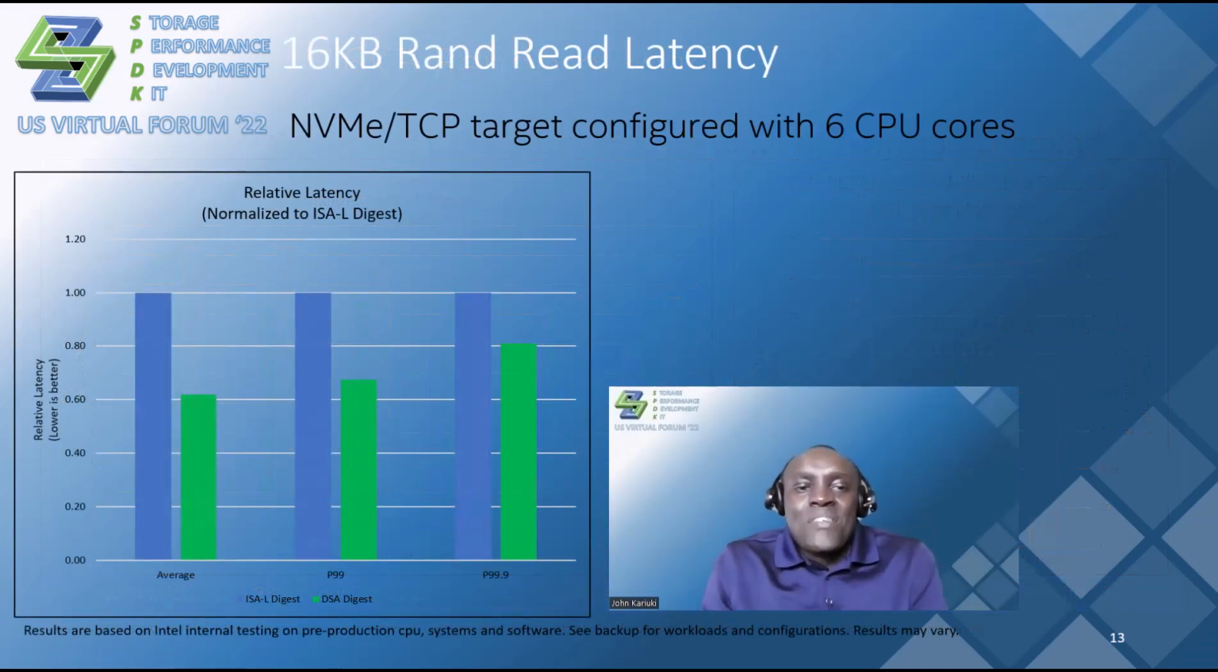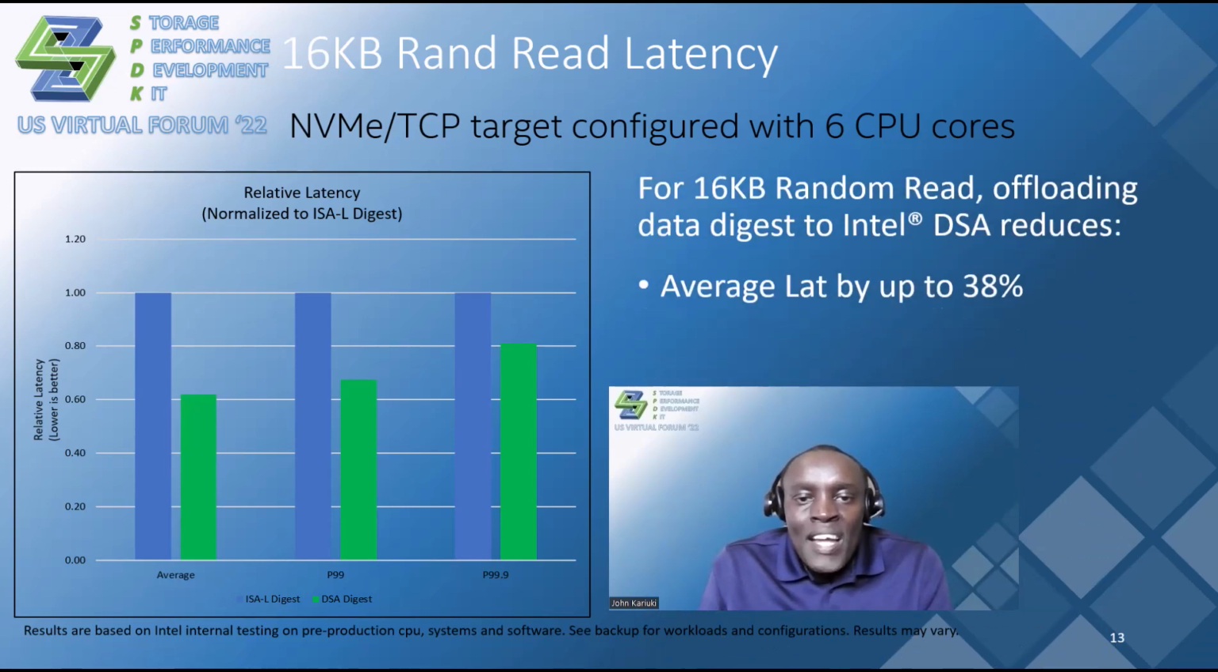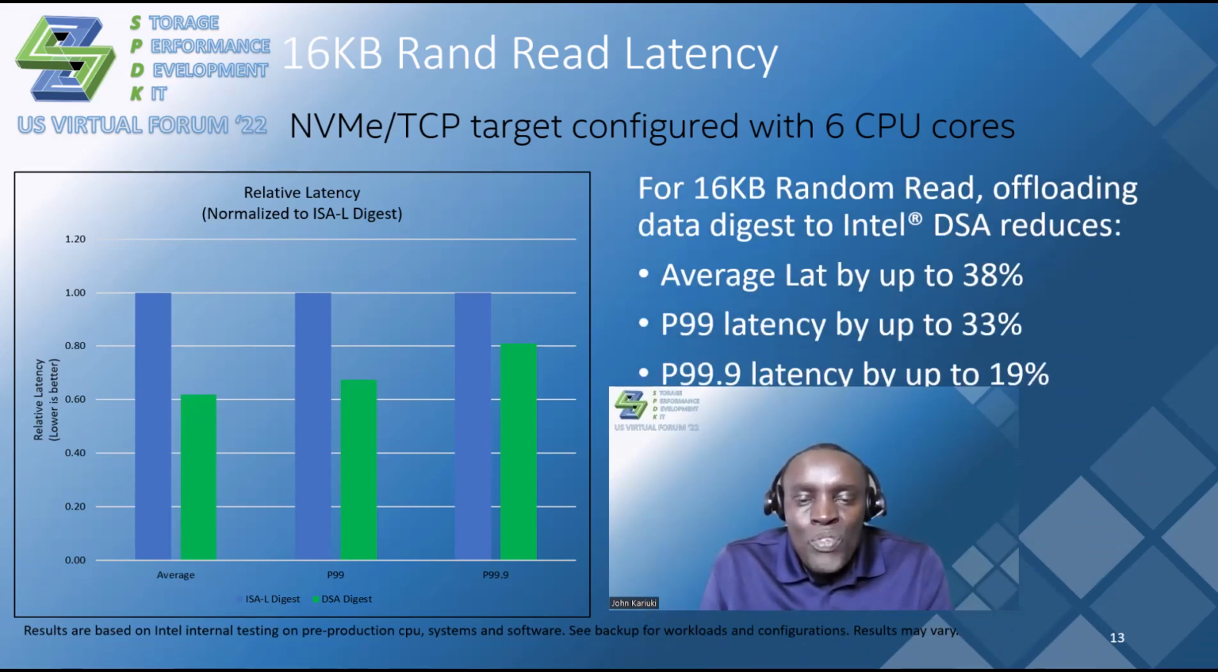So looking at the latency for the 16K random read workload, when the target was using Intel DSA to compute the CRC32 digest, we observed an average latency reduction of 38% when using DSA to calculate the digest versus ISA-L, and a P99 latency reduction of up to 33%, and a P99.9 latency reduction of up to 19%.